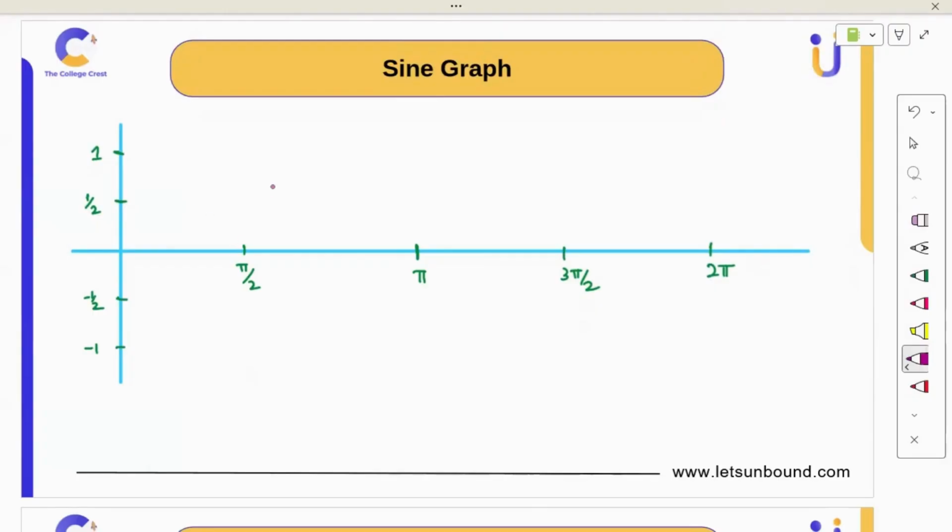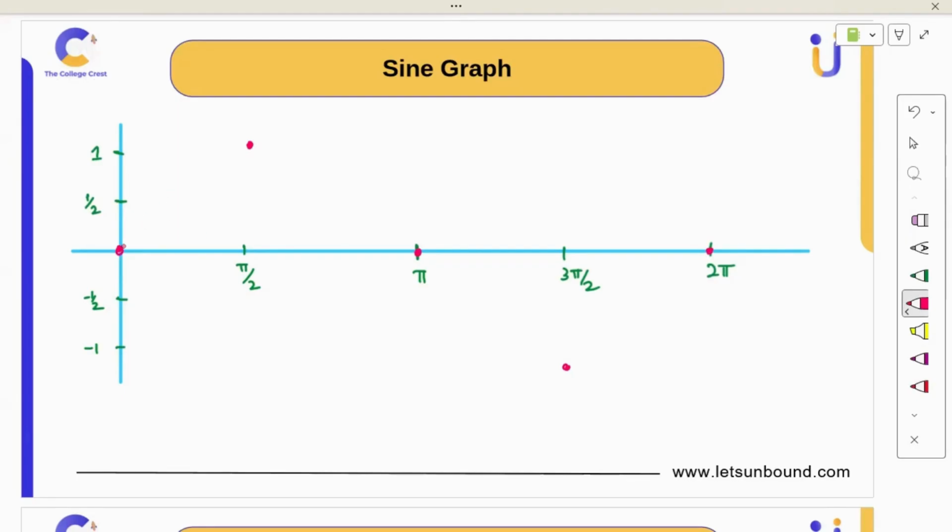Sine will start at 0, the point 0 comma 0. At pi by 2, it will reach maximum. At odd multiples of pi by 2, it will switch between maximum and minimum. So at first pi by 2 it is maximum, next at 3 pi by 2 it's minimum, minus 1. And what happens at pi and 2 pi? It will cross the x-axis. At multiples of pi, 0 pi, 1 pi, 2 pi, 3 pi, or minus pi, it will cross.